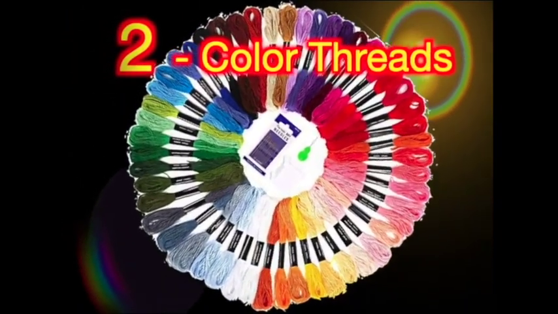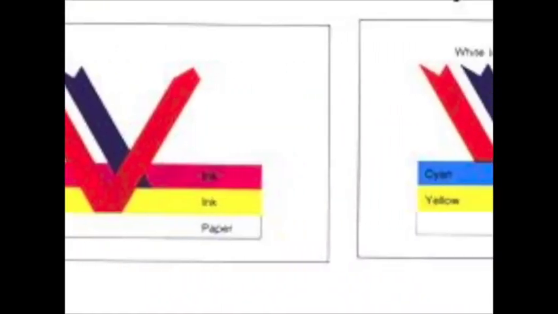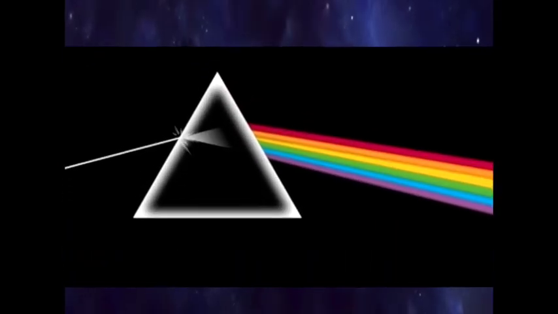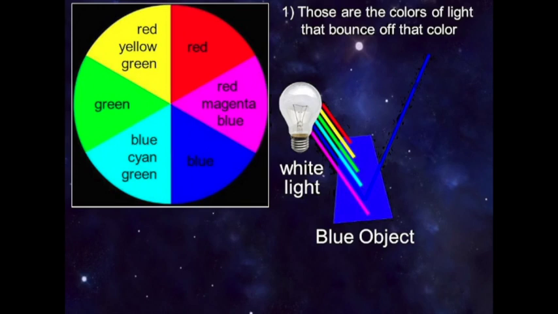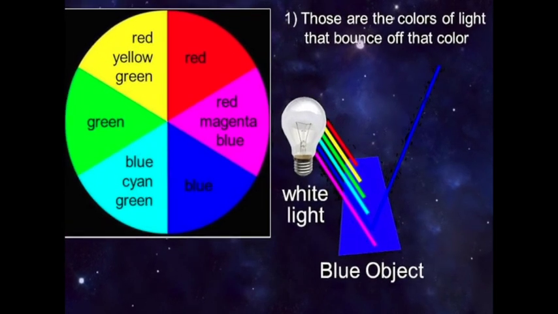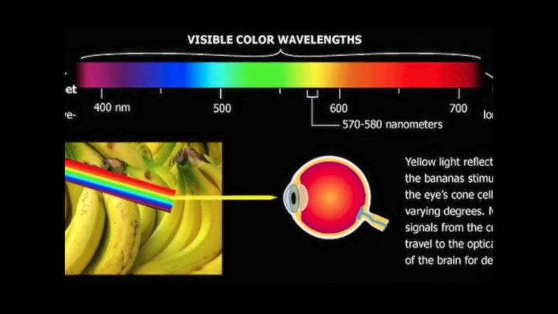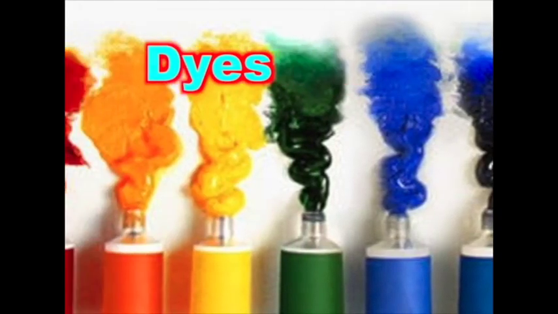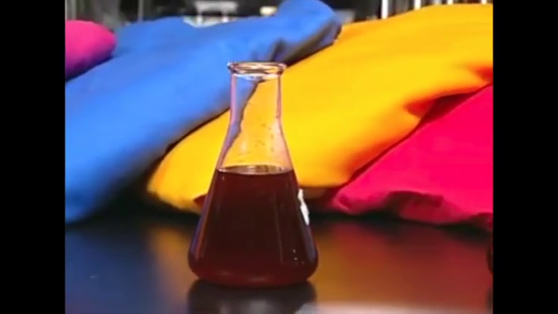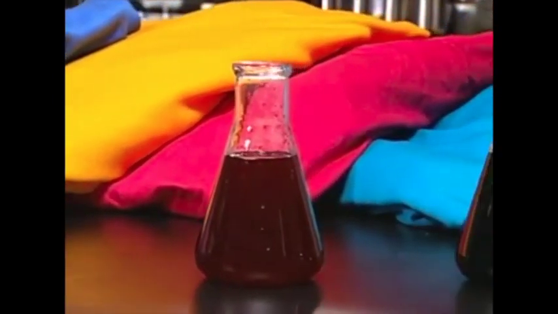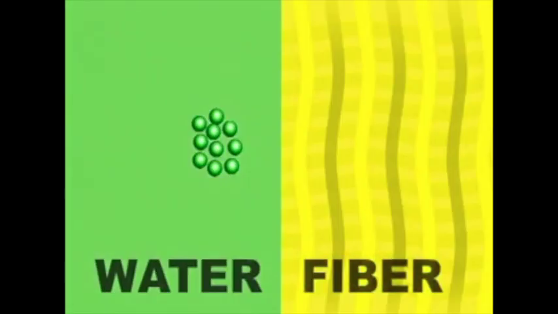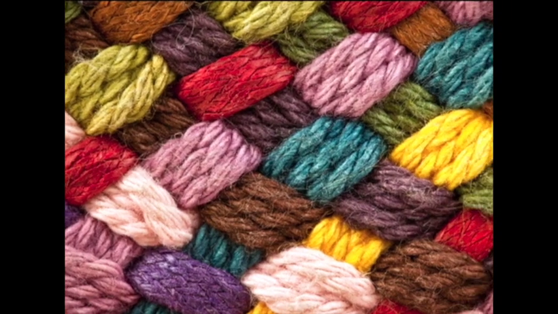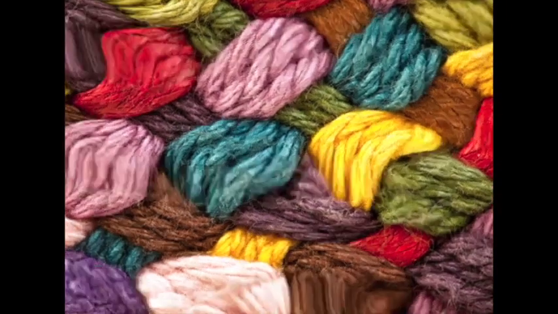2. Color threads. Color is bounced light. White light is actually a rainbow of colors. Most of the colors are absorbed. We see the color that bounces back to our eyes. So what are dyes? Dyes are chemicals that change the chemistry of cloth so different light waves are absorbed and reflected. Next, we need to connect threads.